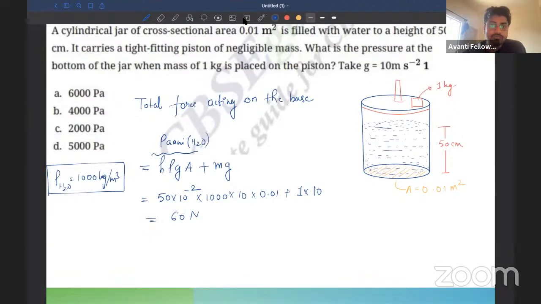What do we have to find? The question asks for the pressure at the bottom. So the pressure formula is very simple. We have been studying it since childhood, right? When we were born, from there we started to study the pressure formula. That is force upon area. Force is 60, area is 0.01. So the answer will be 6000 pascal. Option A is correct.